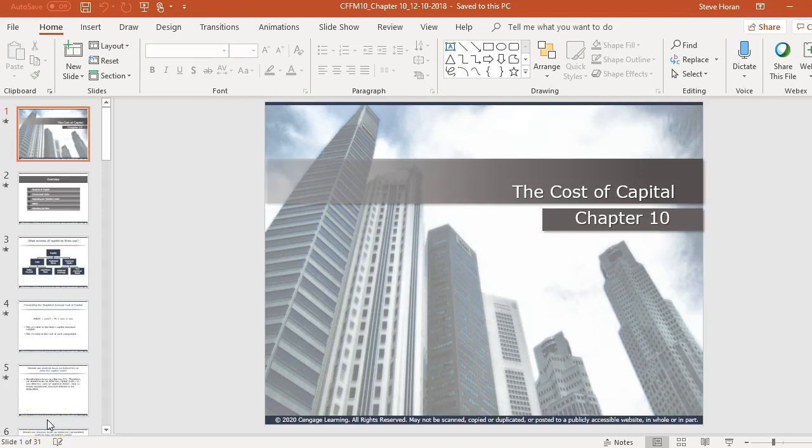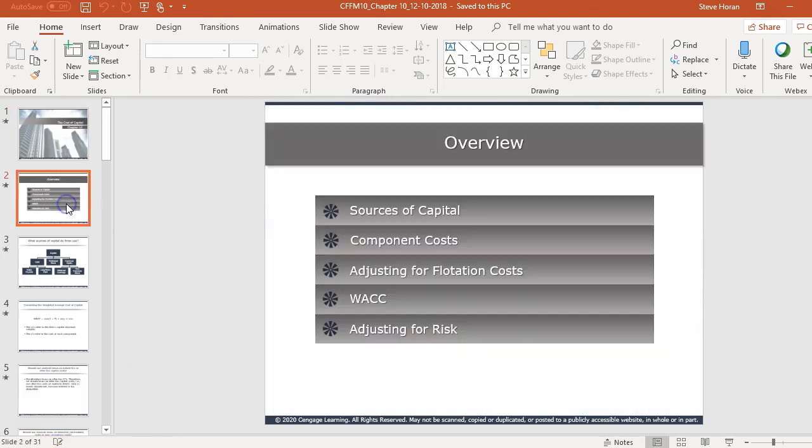Welcome to Chapter 10. In previous chapters, we've talked about what the cost of capital is, and this is the chapter where we're going to actually now learn about it and what it means and how we calculate it. So that's the main topic for the week. You can see the other topics here, just the sources of capital, components of capital, and so on.